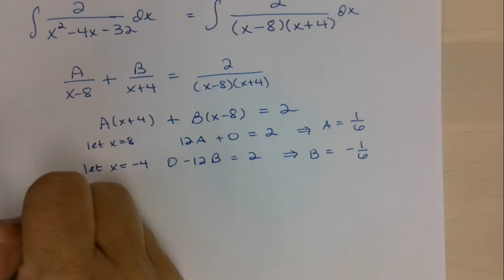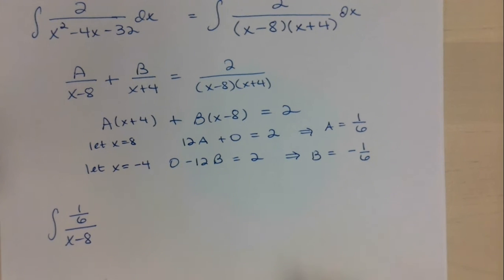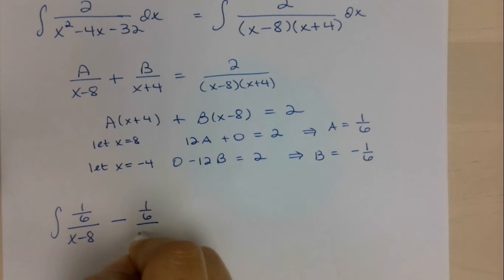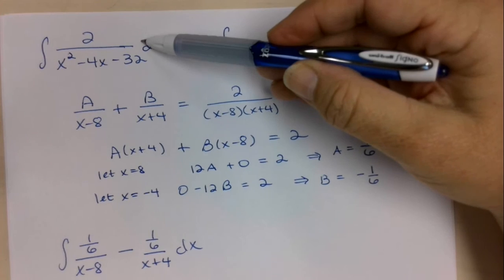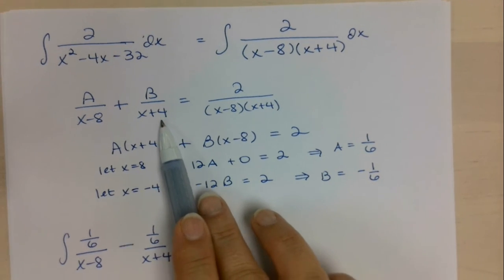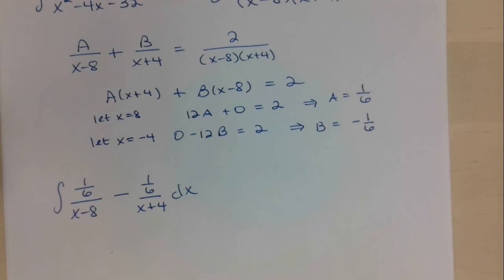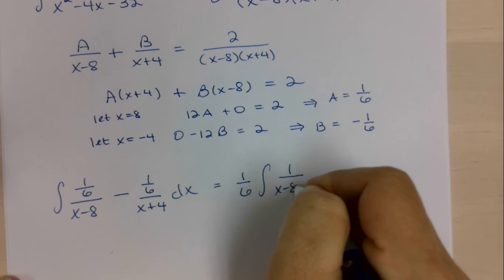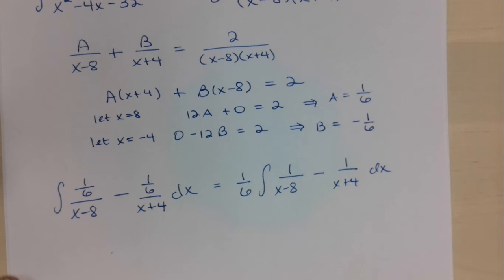So now I'm going to rewrite my expression. 1/6 over x minus 8 minus 1/6 over x plus 4 dx. Rewriting my original rational expression using this form that I set up, and it becomes this, because my a is 1/6 and my b is negative 1/6. And so now we're ready to integrate. It might be helpful to pull that 1/6 out in front since they both have 1/6. This might look a little nicer to you for integration.